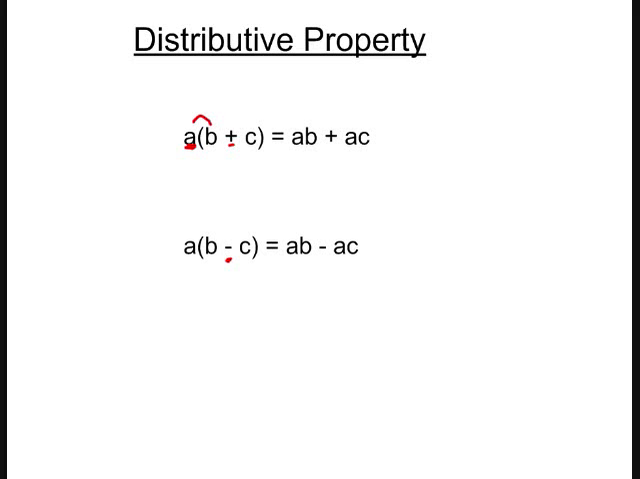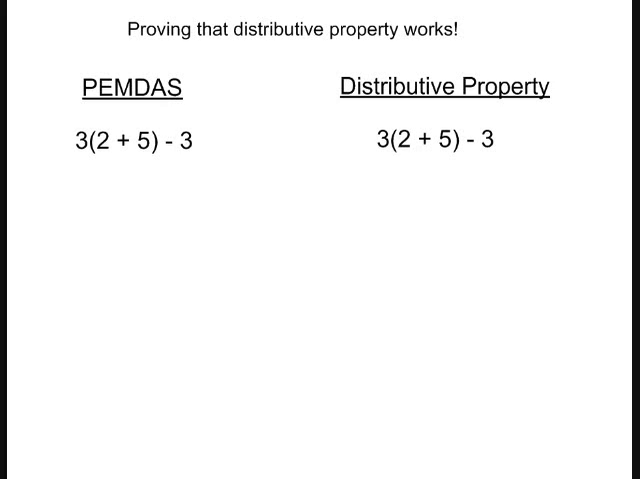And we can multiply A times B to get AB and A times C to get AC, and they would still be added. Down here, we would have A times B to get AB, and then minus AC. And what this does is it allows us to work this out and get rid of the parentheses.